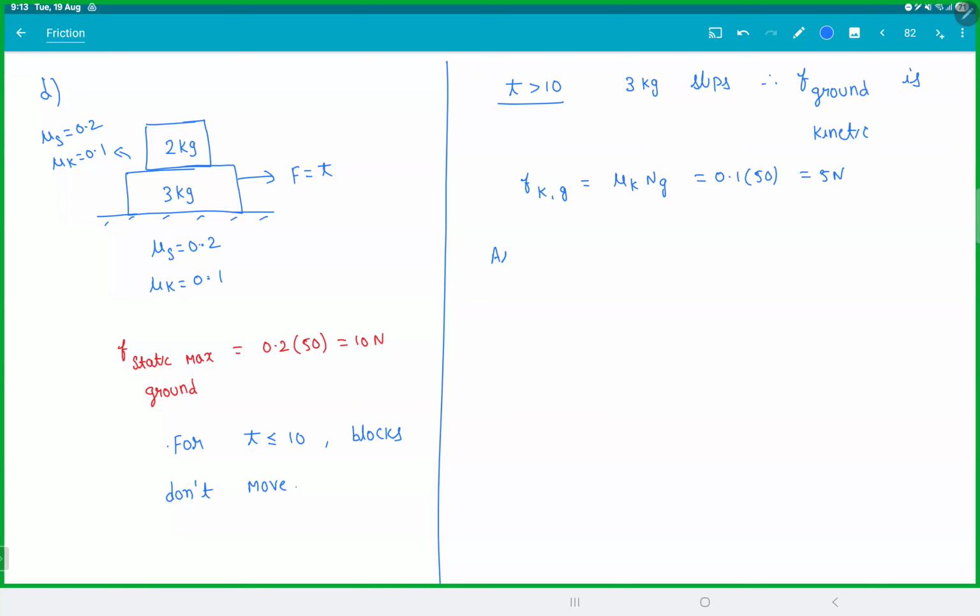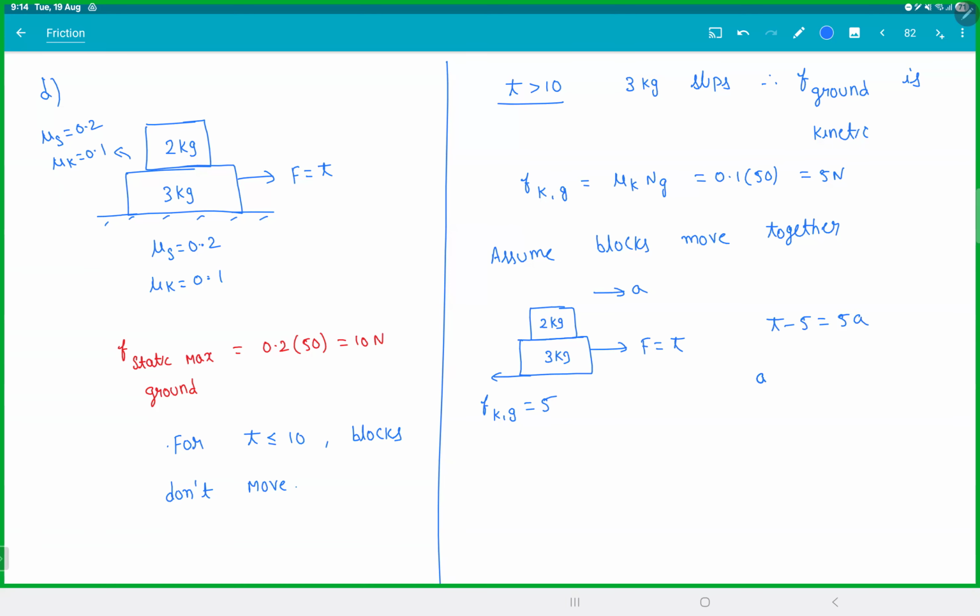So assume both the blocks go together. After the 3 kg slips, both the blocks will go together for some time. For the 2 kg and 3 kg, this is F equal to T, and this friction will be Fk ground, which is 5. This is the acceleration. So we get T minus 5 is equal to 5a. So acceleration is equal to T by 5 minus 1.